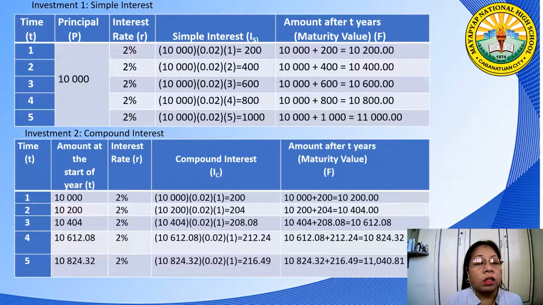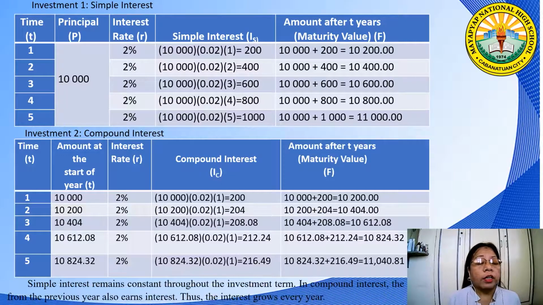So from the table, the simple interest remains constant throughout the investment term, while in compound interest, the interest from the previous years also earns interest. So the interest grows every year in investment 2.